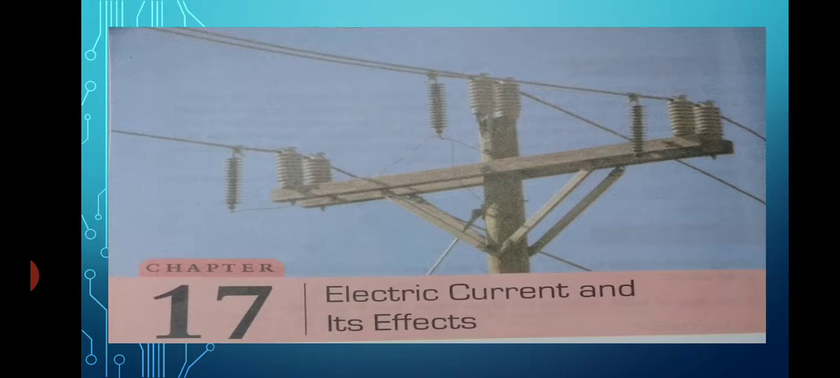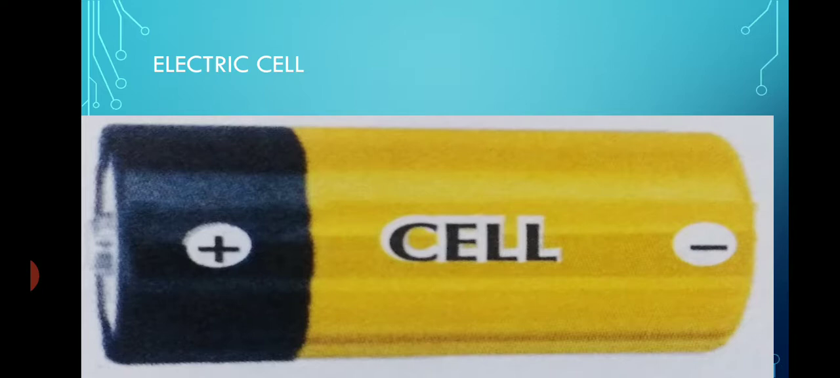The part that makes the fan move and lights up the bulb is the electric charge, and it moves very fast. So the flow of electric charge is called electric current and the path through which it moves is called an electric circuit. So in this chapter we will study the various components of an electric circuit and the effects of electric current in detail.